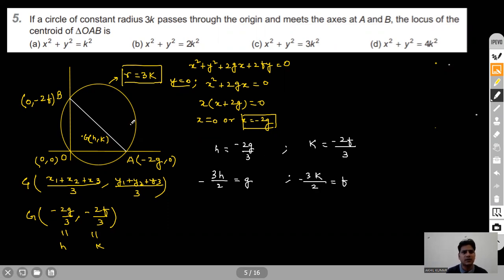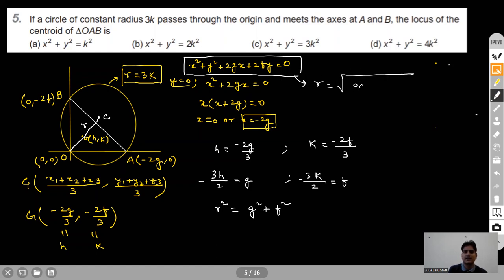Okay, now let me ask you, what will be the radius of this circle? It is given as 3k, right? So let me put this as the center of this circle, and this will be the radius. So we can say our r square is equal to g square plus f square. Suppose this is the equation of our circle. How do we get the radius? Radius is nothing but g square plus f square minus c. C is 0 here. So r square is equal to g square plus f square.